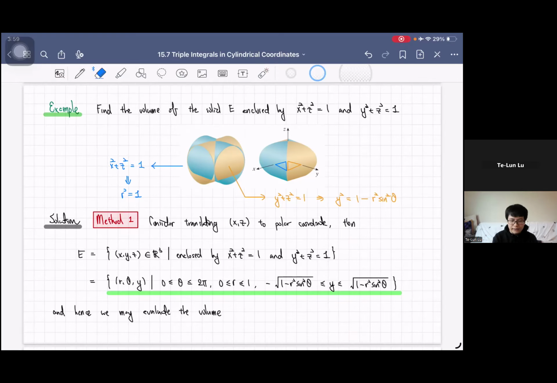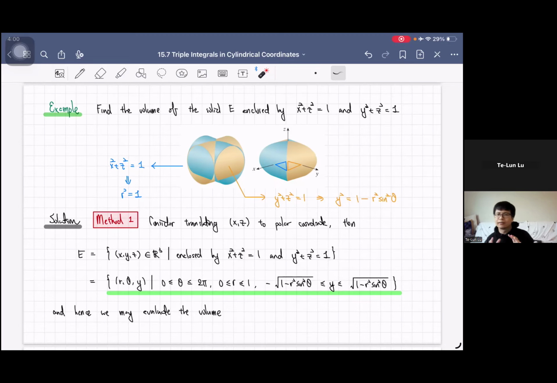Okay, our last example is on the volume of this solid, which we introduced in section 15.5 on surface area. We introduced various ways to compute the surface area of the solid, which is called the Steinmetz solid, right? So let us introduce this again. It is basically enclosed by two cylinders. One is x squared plus z squared equals 1. The other is y squared plus z squared equals 1. And as Julian provided, the blue surface is x squared plus z squared equals 1, whereas the yellow surface is y squared plus z squared equals 1.